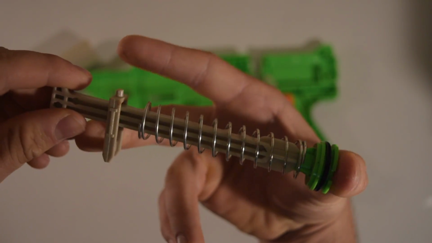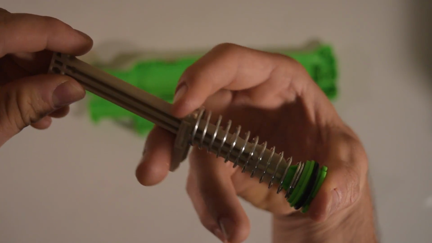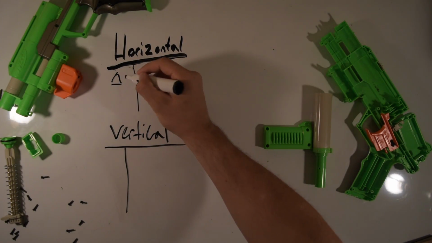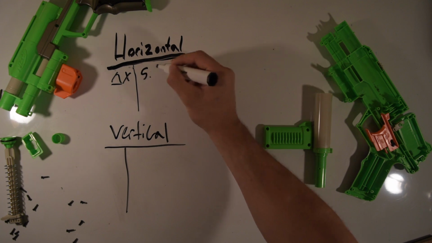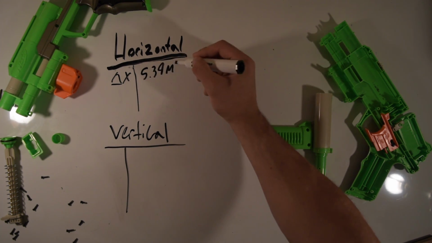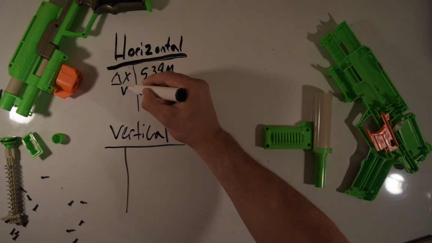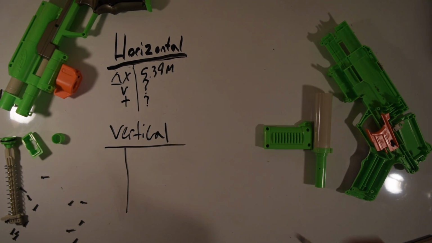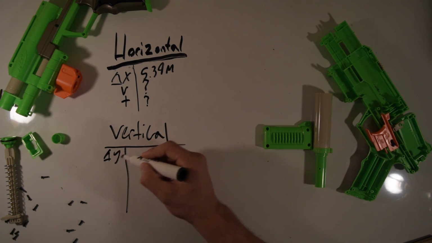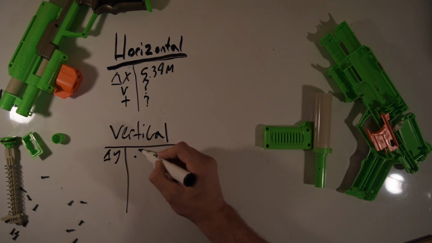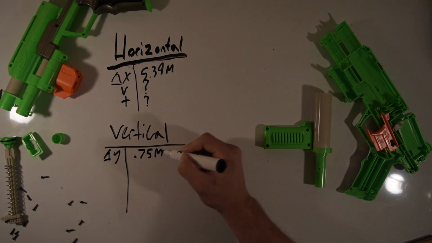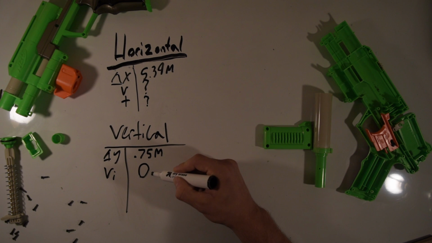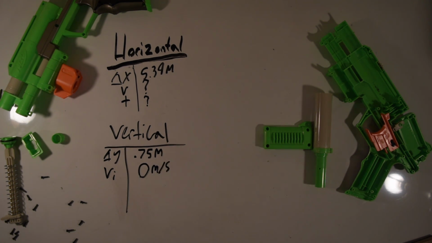But first, we have to measure the distance the gun shoots and how high up we shoot it from. For the horizontal distance, which is how far the gun shot, I got 5.39 meters. For the rest of the chart, we're going to have to use equations to solve for them because we don't know them yet. I shot the gun from 0.75 meters above the ground, and since the gun was at rest when I shot it, the initial vertical velocity is 0 meters per second.